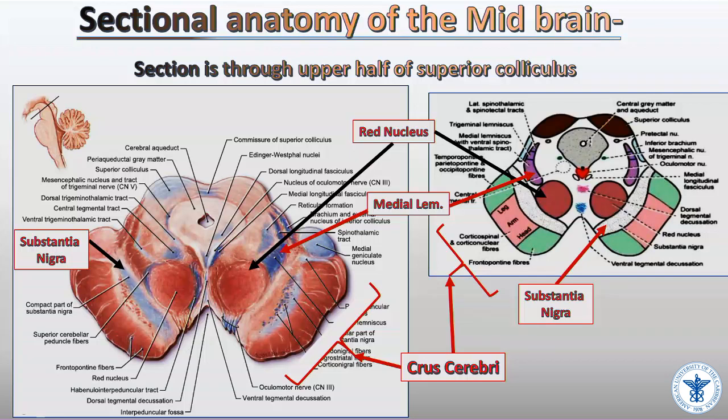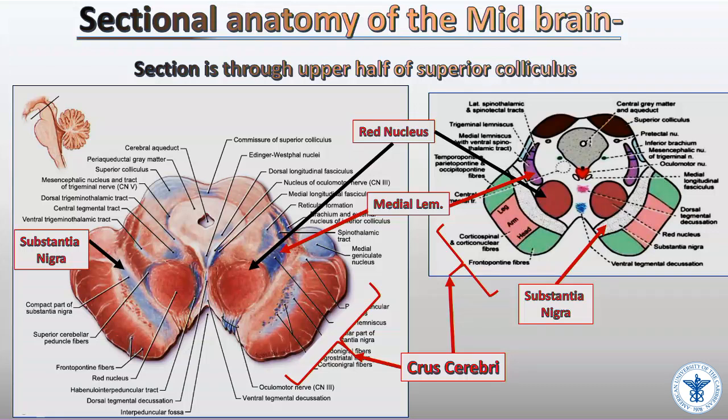Some of the important features that I've already pointed out will start from the back, the dorsally. So these are the superior colliculi. Therefore, the section is at the level of the superior colliculus. And just below that, you have the aqueduct there in the midline, and you have this pale gray area which goes all around the aqueduct. That's a very, very important area. It's called the periaqueductal gray. Okay? We'll look at that a little bit more in detail later.